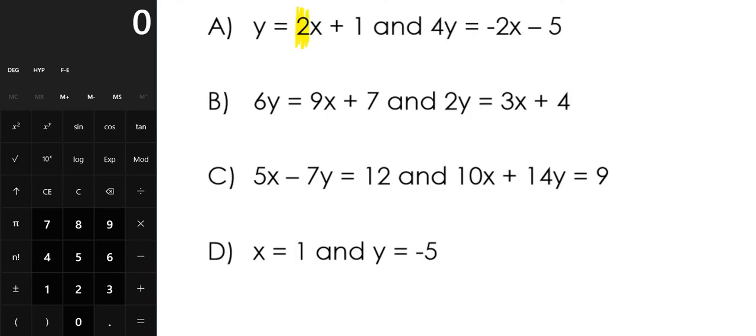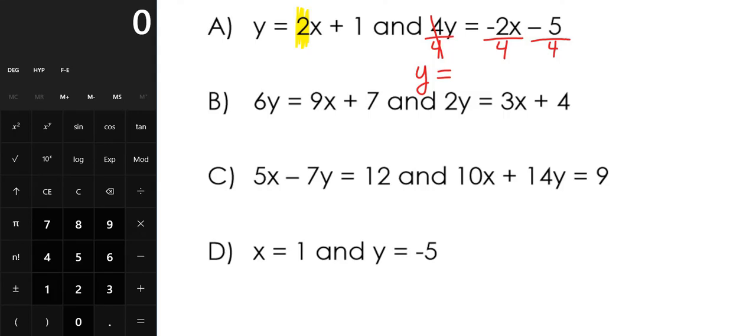It's 2. Now for the second equation, it's 4y equals negative 2x minus 5. We don't know our slope yet because y is not by itself. So what we have to do is get y alone. So we're going to have to divide everything by 4, every term, in order to get y by itself. So we get y equals, now be careful here, negative 2 divided by 4, you can simplify that.